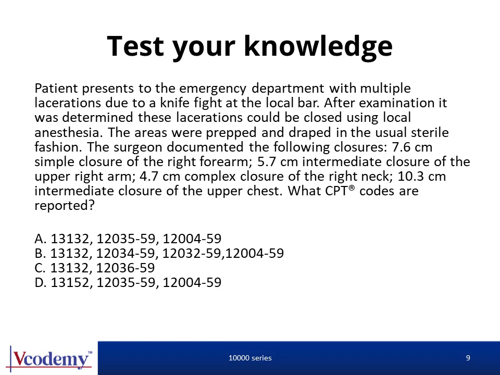So let us check another case scenario. Patient presents to the emergency department with multiple lacerations due to a knife fight at the local bar. After examination, it was determined these lacerations could be closed using local anesthesia. The areas were prepped and draped in the usual sterile fashion. The surgeon documented the following closures: 7.6 cm simple closure of the right forearm, 5.7 cm intermediate closure of the upper right arm, 4.7 centimeter complex closure of the right neck, 10.3 centimeter intermediate closure of the upper chest.